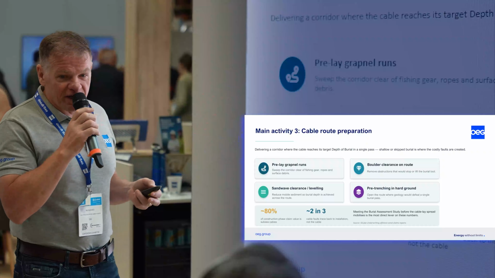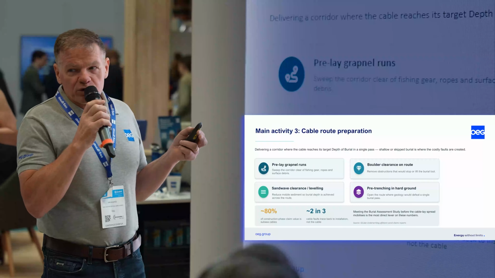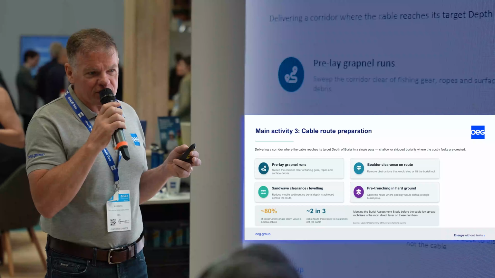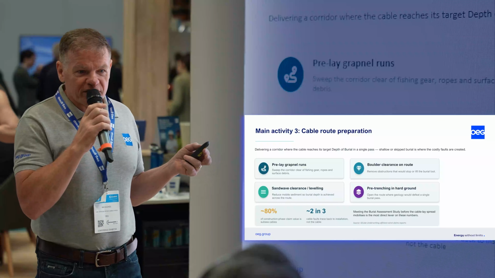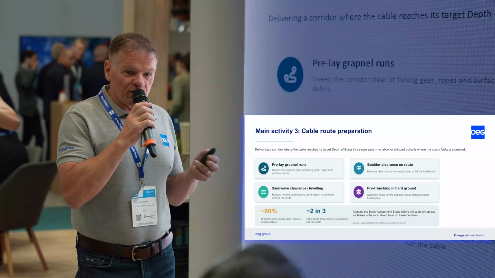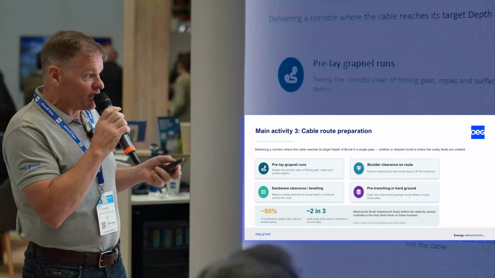Boulder clearance en route, again, we've just discussed that. All this can actually be operated, I would never say a singular vessel, it would always be a two-vessel operation, mainly because usually there's that many boulders and that many UXOs on site or investigations to do. We've got to clear all that area as part of that clearance area.